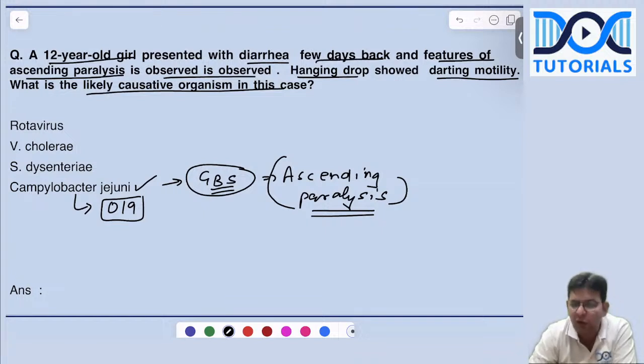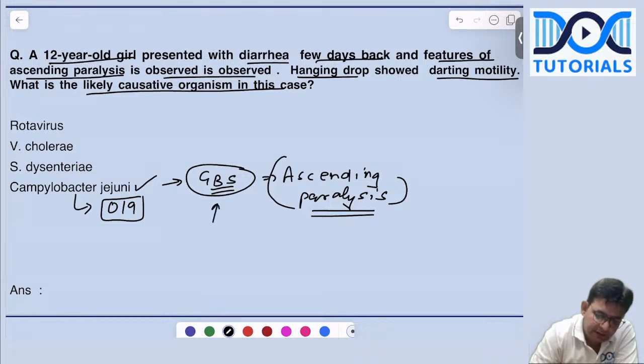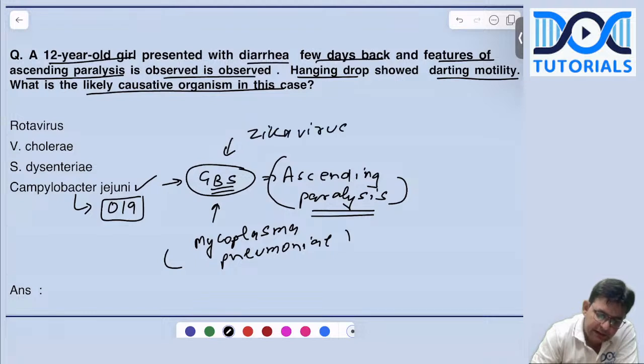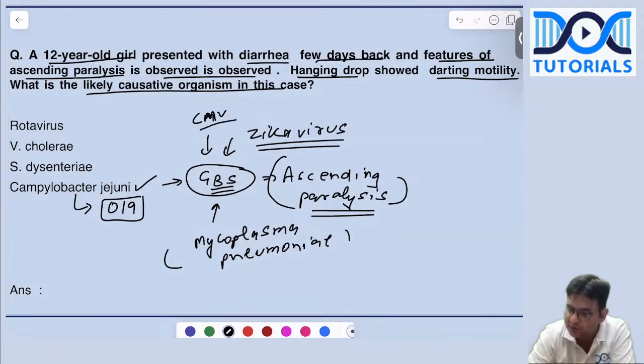Over all other serotypes it also does, but this is a special one, which associates with causing what? Guillain-Barré syndrome. So this is also to be remembered. Along with that, GBS is also associated with which particular infection? Mycoplasma pneumoniae. And among viral infections, Zika virus strongly associates with GBS, and even CMV, cytomegalovirus infection, also associates with this.